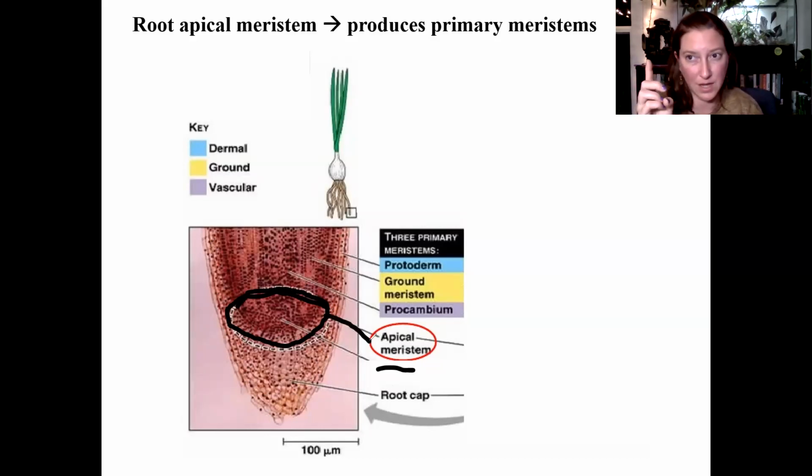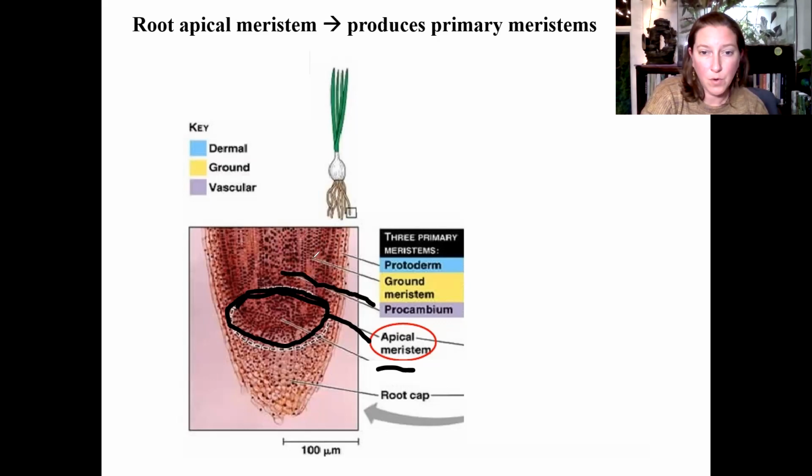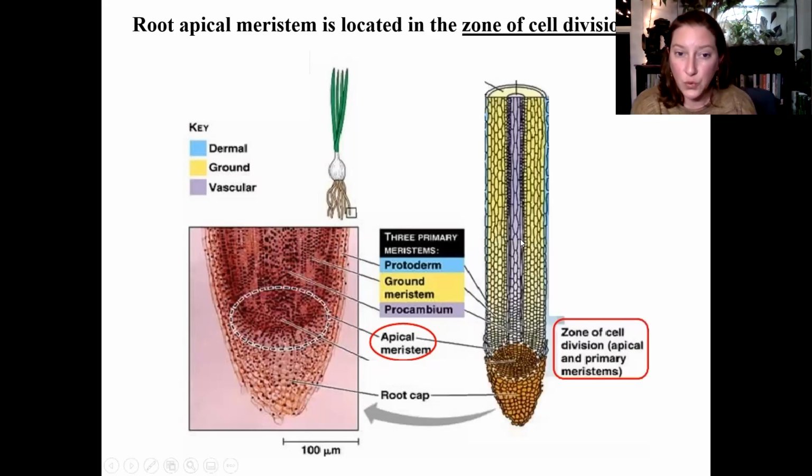We know the apical meristem is going to make the 3 primary meristems. Here they are: procambium, ground meristem, and protoderm, right? And that little hat thing is called a root cap. So here is the root, a little bit more of it. You can see it's still pointing out to you where the apical meristem is, where the procambium is, the ground meristem, and the protoderm are.